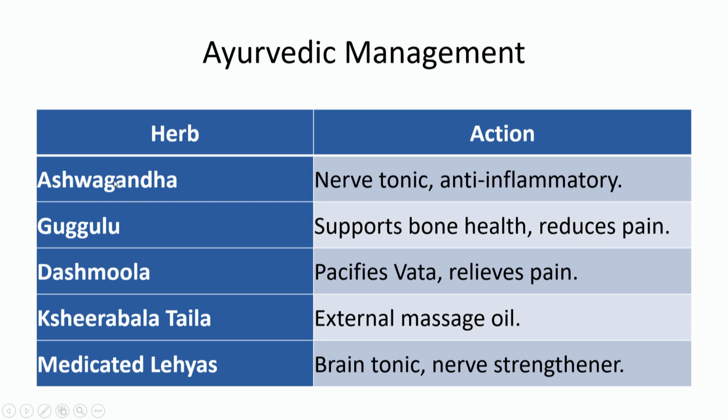Ayurvedic management: some herbal things can be used based on the recommendation of the Ayurvedic physician. When you refer your patient to the Ayurvedic physician, he will recommend medicines like ashwagandha, guggul, dashmool kwath, or Chir Bala Tel medication, and medicated oils, which are a brain tonic and nerve tonic, for external massage. Chir Bala Tel pacifies vata, relieves pain, supports bone health and reduces pain. These are the approaches which we apply in such chronic cases.